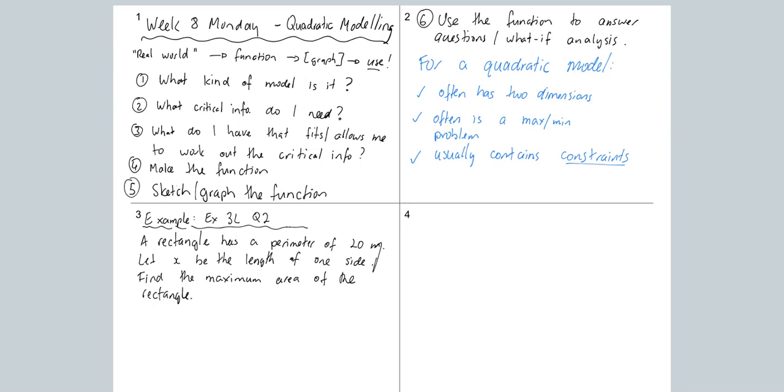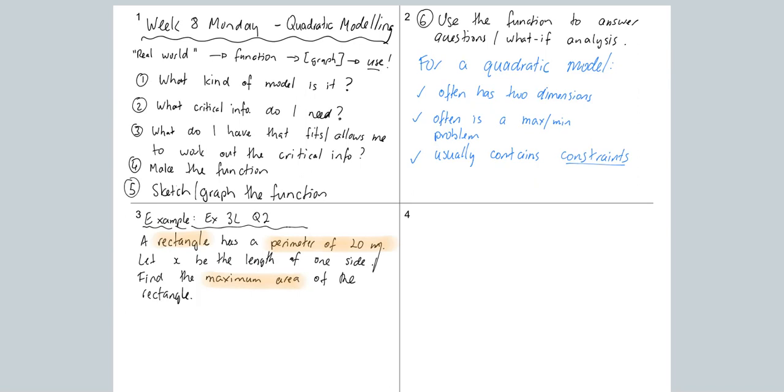So looking at slide 3 then, let's quickly zoom through what we've got. We've got a rectangle that has a perimeter of 20 meters. Let x be the length of one side, find the maximum area. So there's that word maximum, which tells us pretty much straight away it's probably going to be some sort of quadratic. And then the next thing is to start modeling it. It's not purely evident from the problem that this is going to be a quadratic, but once you start modeling, you'll get a sense for it.